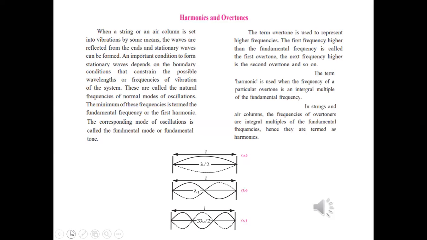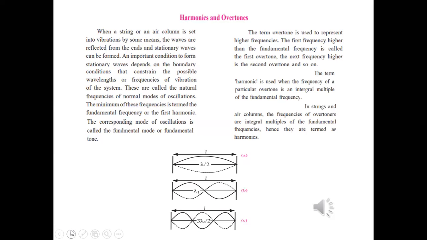The term harmonic is used when the frequency of a particular overtone is an integral multiple of the fundamental frequency. In strings and air columns, the frequencies of overtones are integral multiples of the fundamental frequency. Hence, they are termed as harmonics.